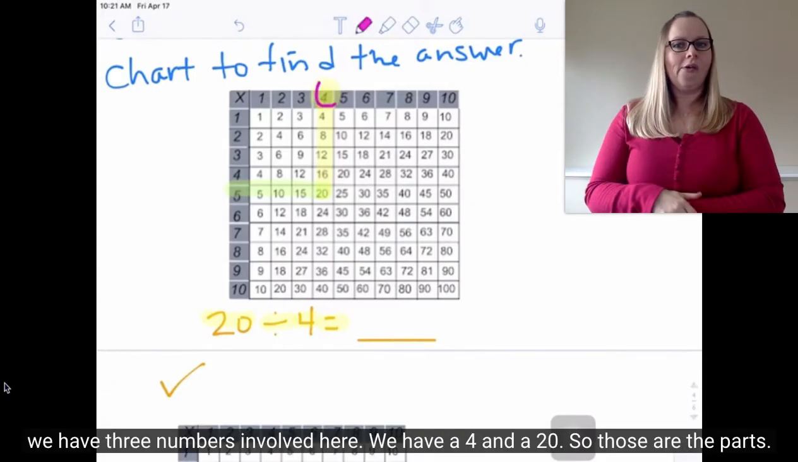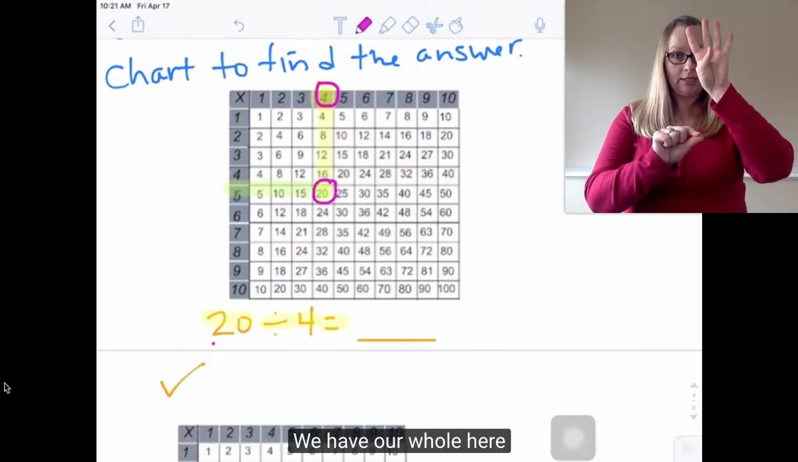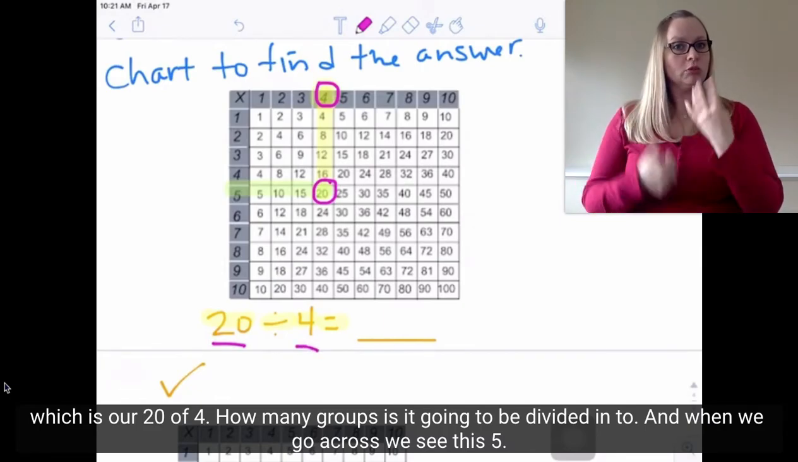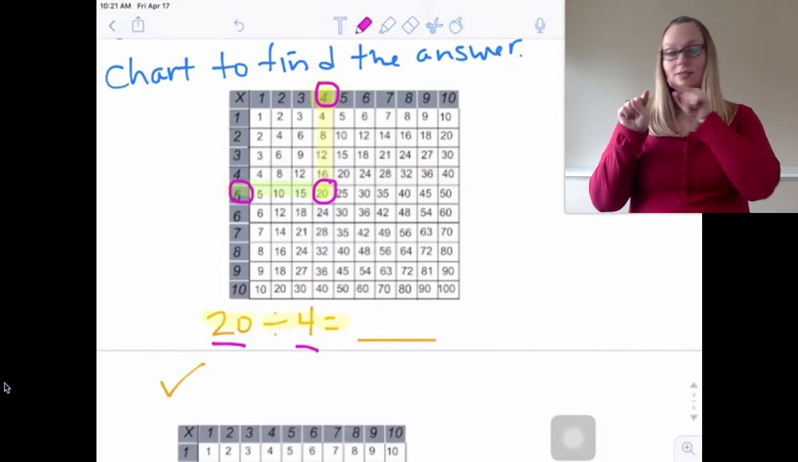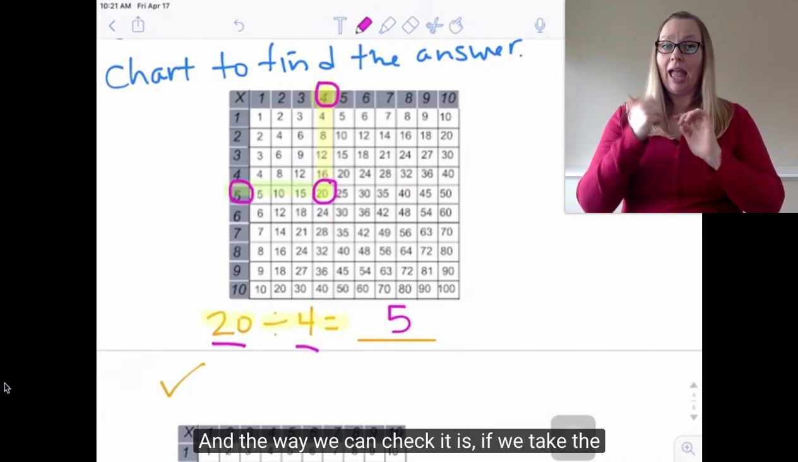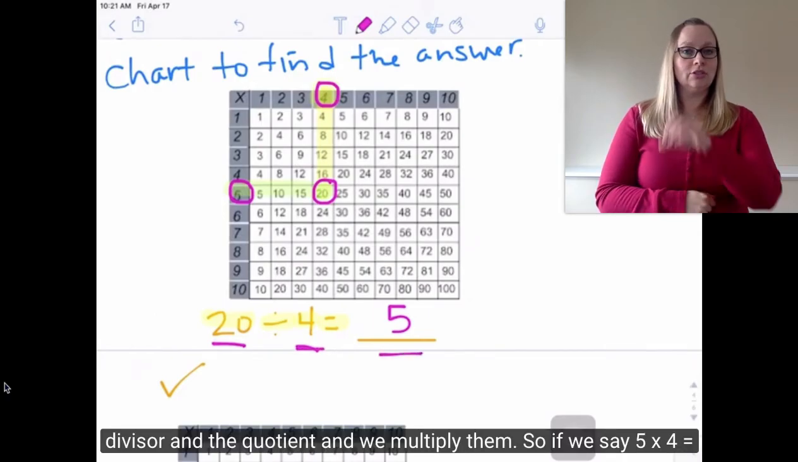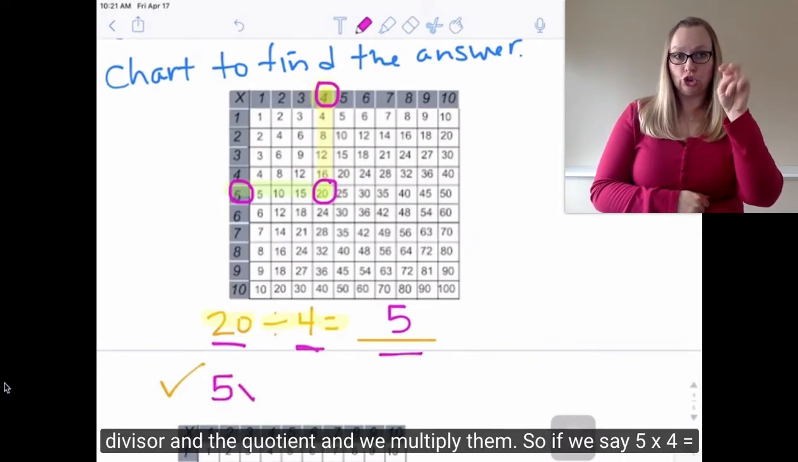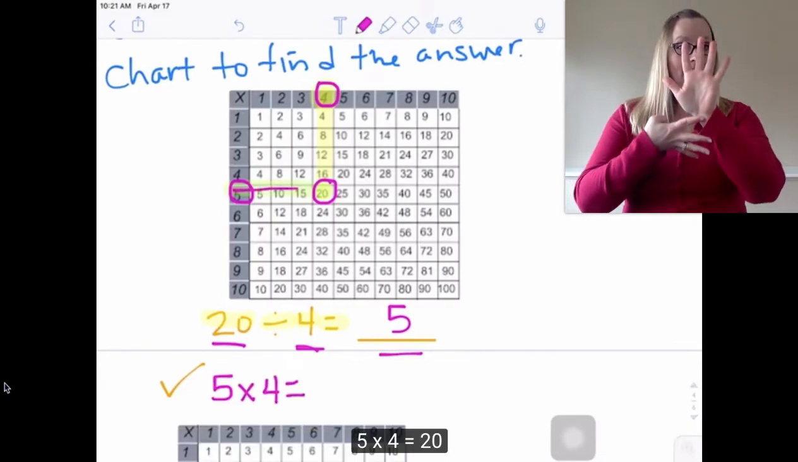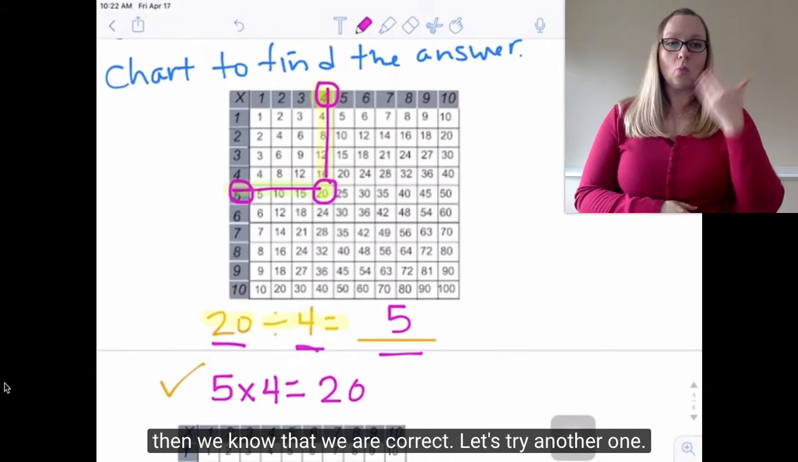So we have 3 numbers involved here. We have a 4 and a 20. So those are the parts. We have our whole here, which is our 20, our 4. How many groups is it going to be divided into? And when we go across, we see this 5. That 5 is our answer. And the way we can check it is if we take the divisor and the quotient and we multiply them. So if we say 5 times 4 equals 20, then we know that we are correct.